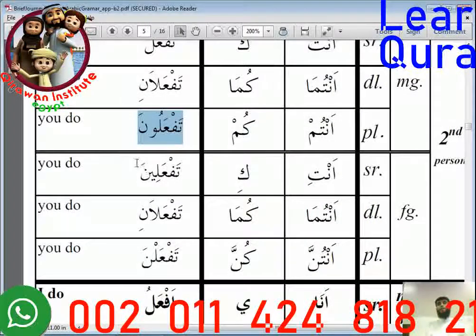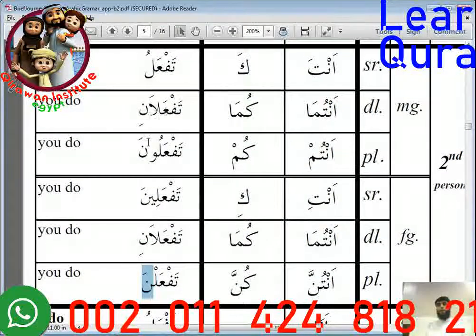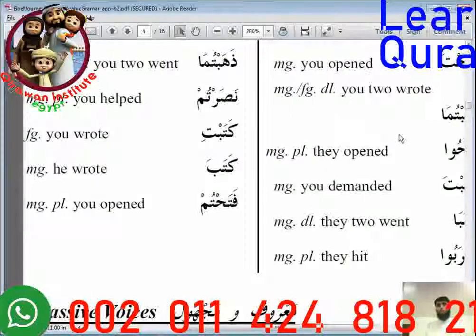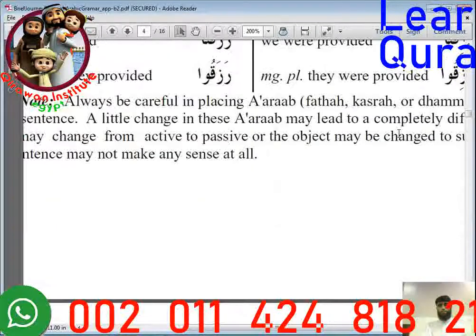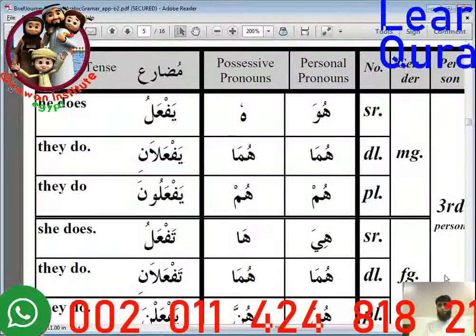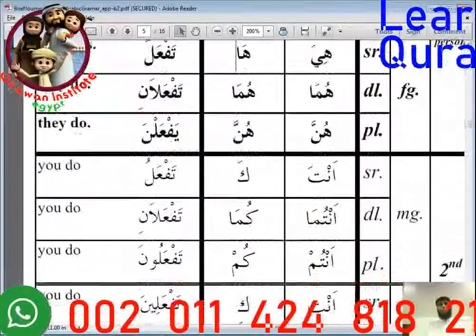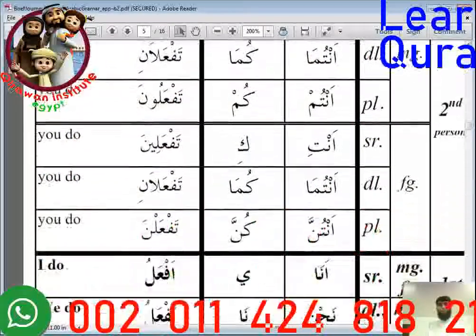Now for second person females, it's taf'alina. So instead of waw noon, it is ya noon, and alif noon stays the same, and at the end is taf'alna. So instead of waw noon for males, you just have a single noon. Something to sit down and look at so that you realize that, okay, these are the only differences.